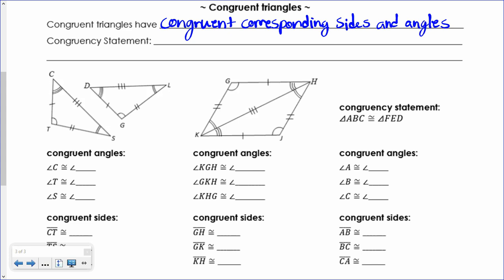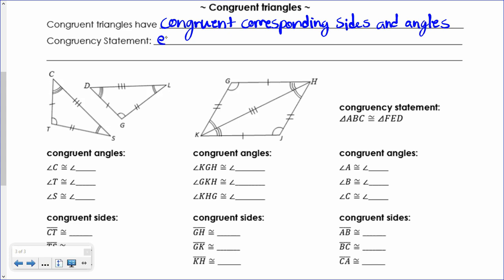Now we're going to be talking about triangles that are already congruent in this context. In the next two or three lessons, we're going to be talking about how to prove if triangles are congruent or not if we don't know in the first place. But in this context, we already know that they are. So we're going to be talking about a congruency statement.